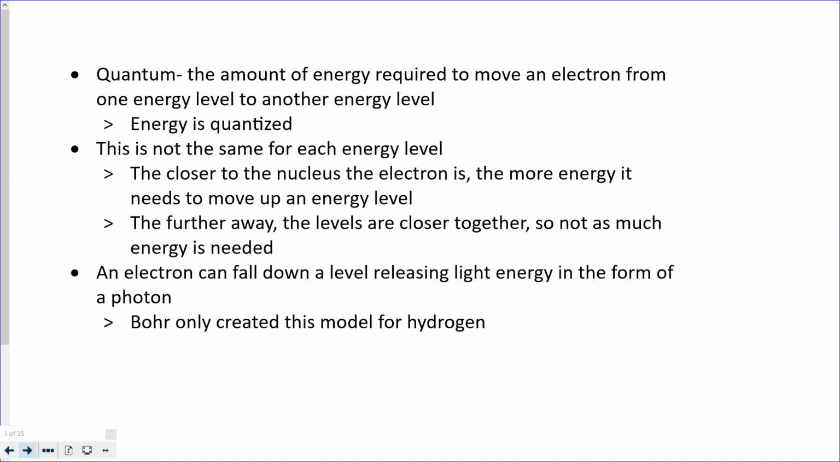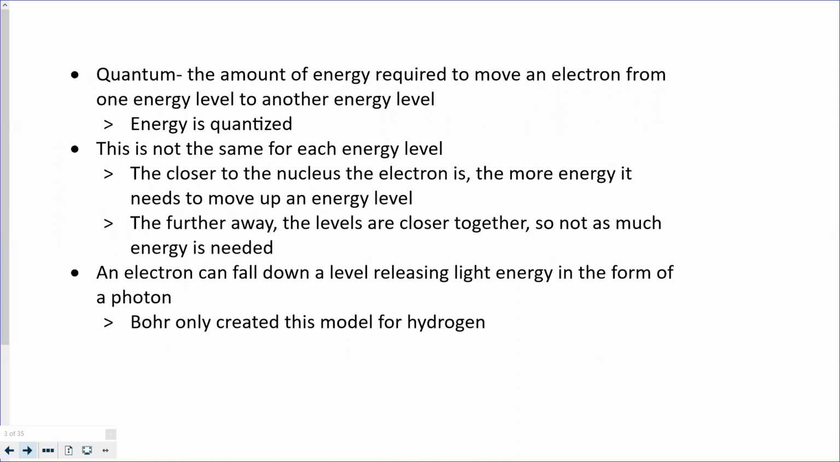All right, so he said that the difference between those orbits, between those energy levels, is a quantum. A quantum is the amount of energy required to move an electron from one energy level to another energy level. And this is just a set amount of energy. So we say that energy is quantized. It's a certain amount. And I'm going to try to draw it, but you can see this if you look on your reference sheet.